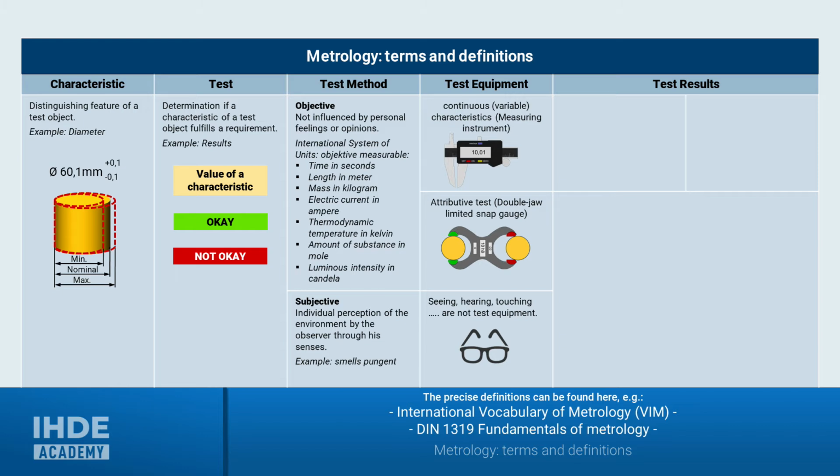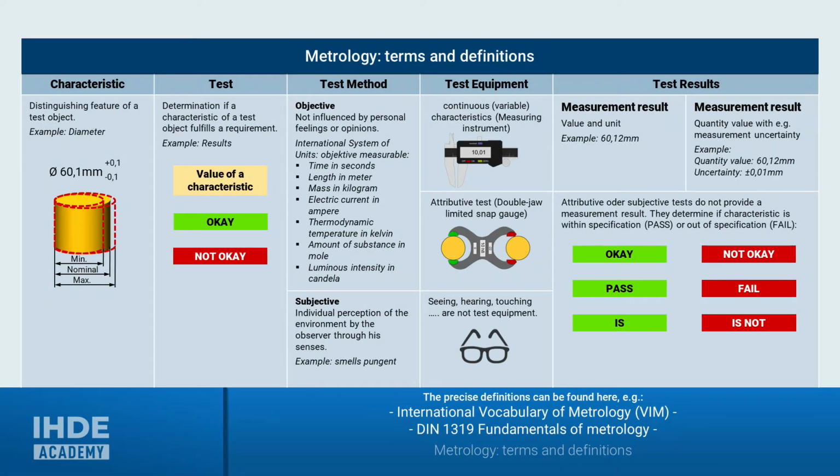This means that it is only tested whether the feature meets the requirement or not. A suitable test device for this would be a limit snap gauge. In the case of subjective tests, the test equipment is the sensory organ of a person. So, for example, the eye, the ears, or the sense of smell, and so on.